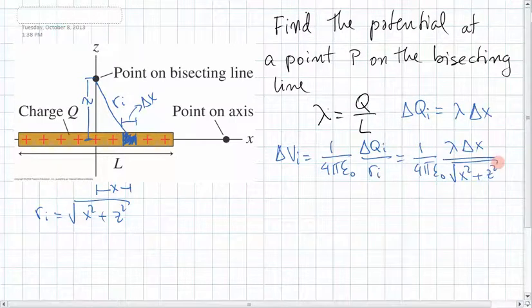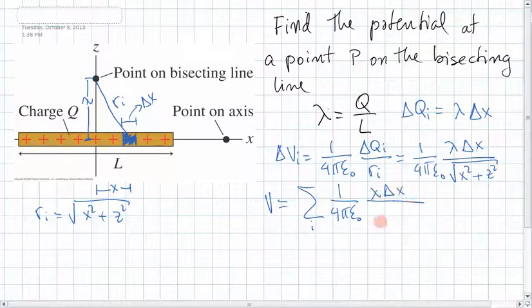Okay, so now what we need to do is add all the contributions. So the total potential V is equal to the sum over all the little pieces that are going to exist on this object of the potential due to those little pieces, and that is 1 over 4 pi epsilon naught lambda delta x divided by the square root of x squared plus z squared. Okay, so far so good.